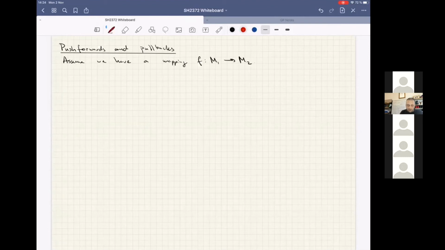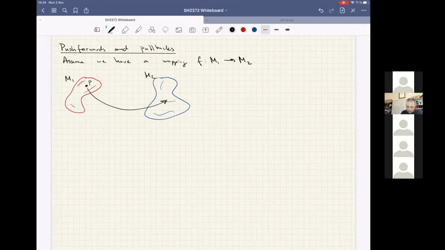So that means that I have two manifolds. In general, I don't know how they look like, so this might be some subset of R3. We have another manifold over here. We don't know how that looks like either, but the point is that if we take a point P in M1, then that maps to some other point f(P) in M2. So this is the basic setup. Now, M1 and M2 could also be the same manifold. It doesn't really matter for what we are going to discuss.